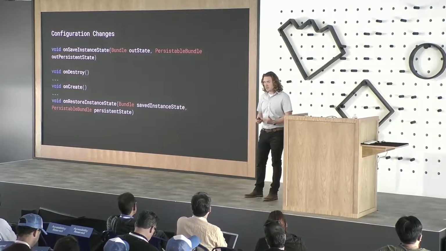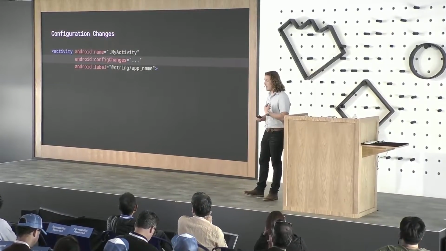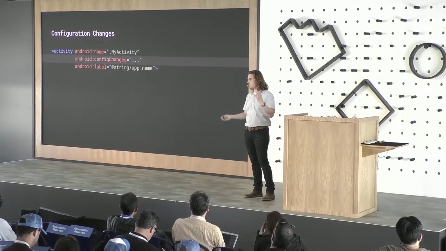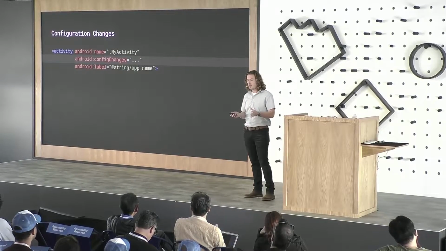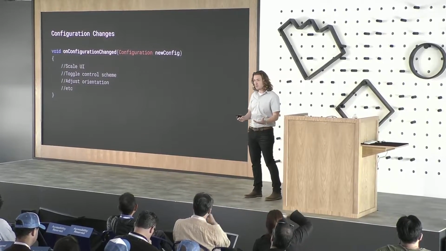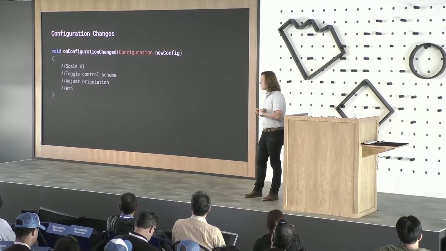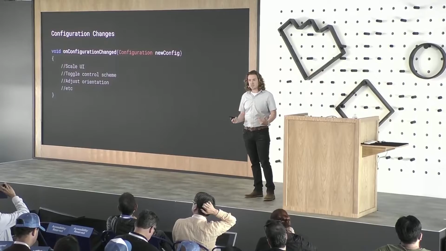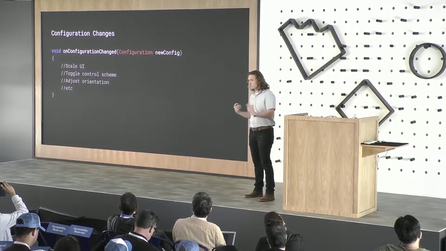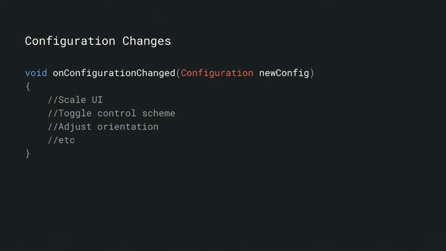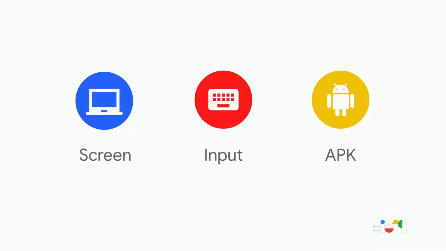There's another way you can handle configuration changes, and that's by handling them yourself in your code. In your manifest, you can simply declare all the different configuration changes that you want to handle yourself. Then, instead of restarting your activity, it's going to invoke onConfigurationChanged and give you the new configuration that you're running in. So now you can do things like scale your UI or your OpenGL content to match the new resolution, or toggle your control scheme to adapt to an input device that was attached or detached, et cetera. There are lots of different configuration changes that you can listen for.